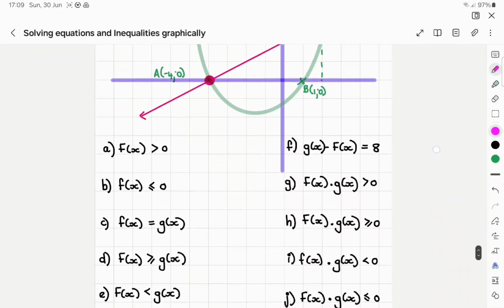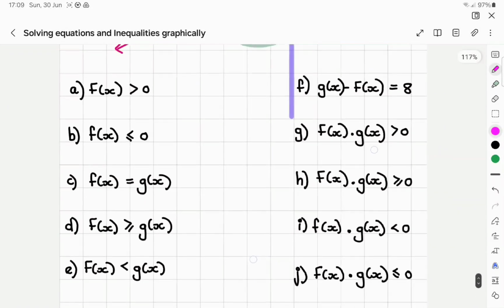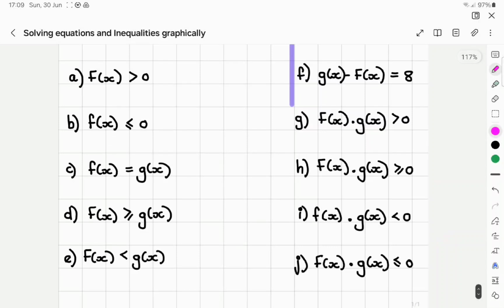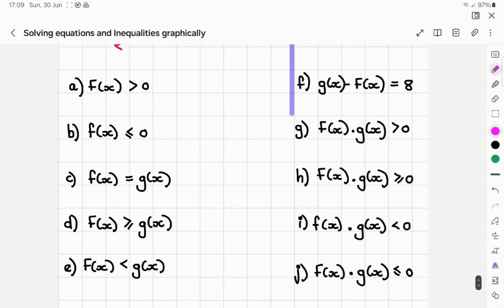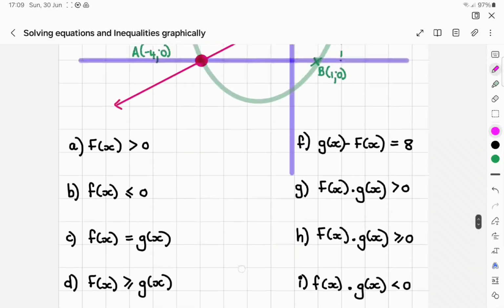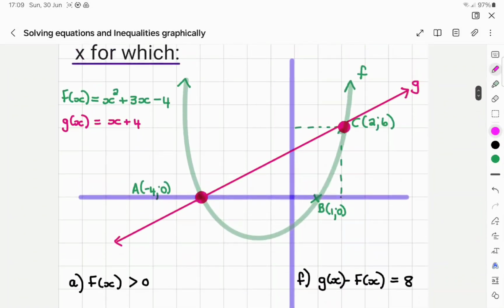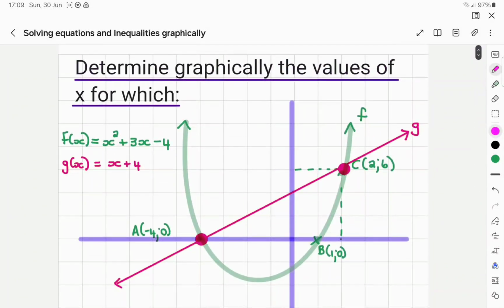And whenever you see these types of questions, please don't get a fright. It is really, really easy to solve. So I'm going to show you step by step all these nitty-gritty types of questions where we have to solve equations and inequalities graphically.